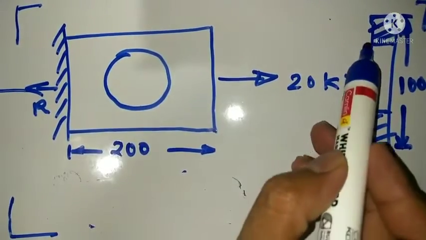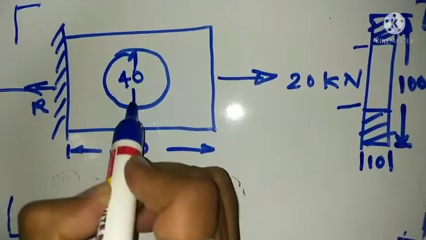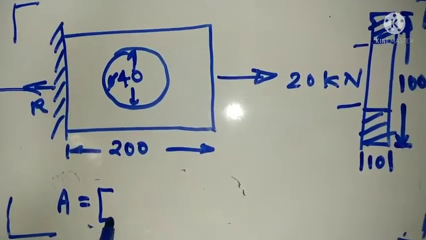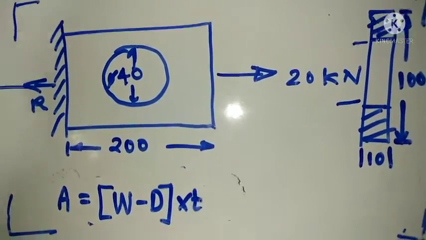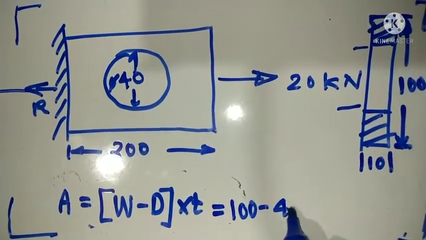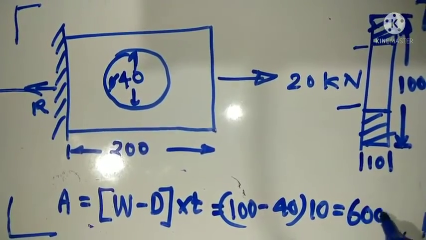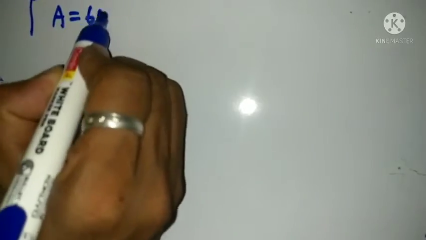So the diameter is 40. The area, if you want to find out, from the total area we need to subtract the diameter into the thickness. So 100 minus 40 into thickness 10, so the area is 600 mm square. We found the area A is 600 mm square.